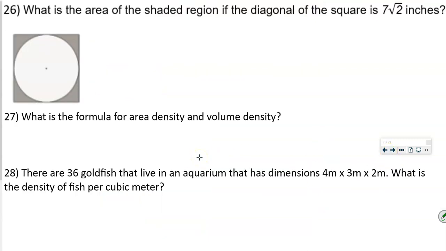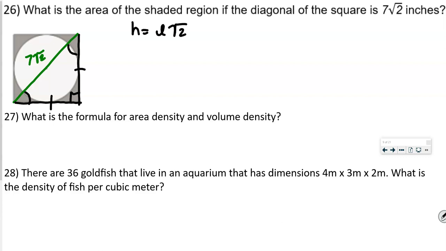All right, it says, what is the area of the shaded region if the diagonal of the square is 7 square root of 2? So if this diagonal right here is 7 square root of 2, then look what we have. We have a right triangle, don't we? Do you remember that the hypotenuse is equal to a leg times the square root of 2 for a 45, 45, 90 triangle? And how do I know this is a 45, 45, 90 triangle?